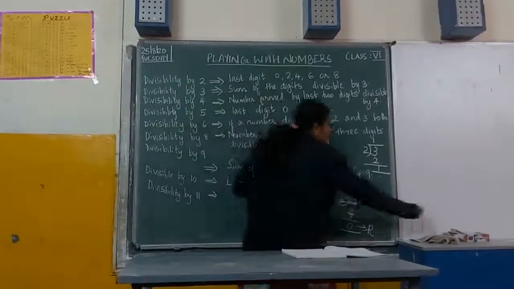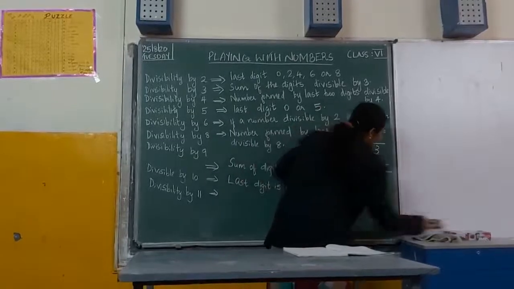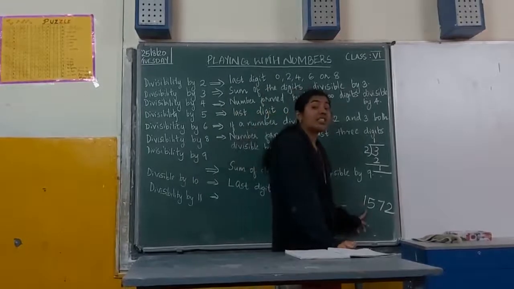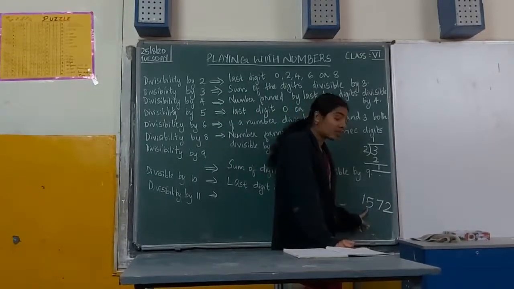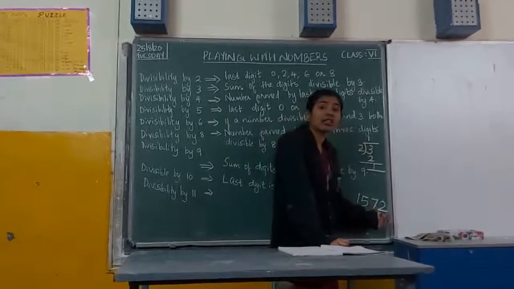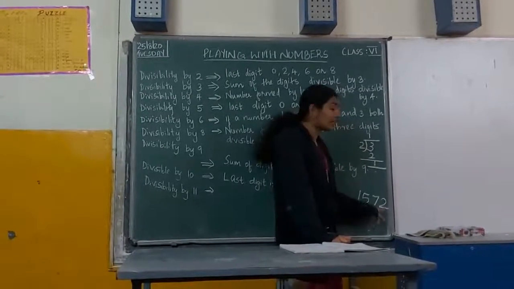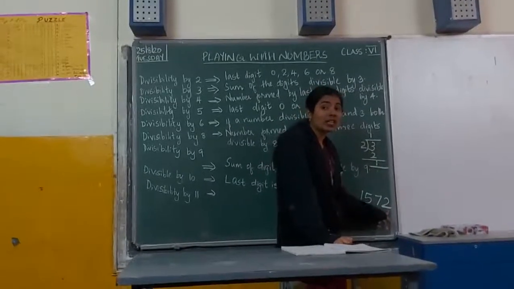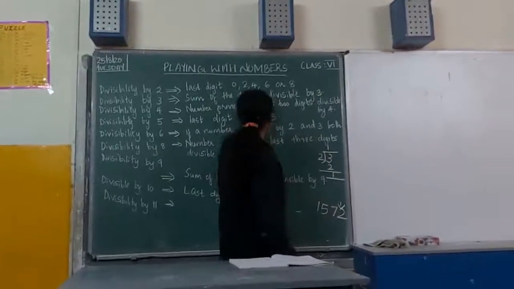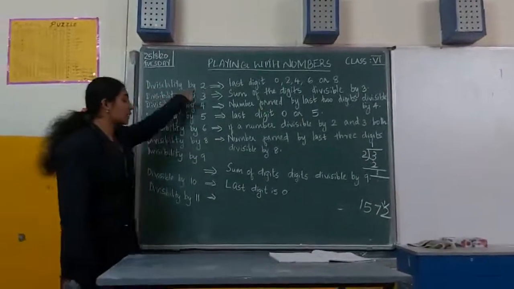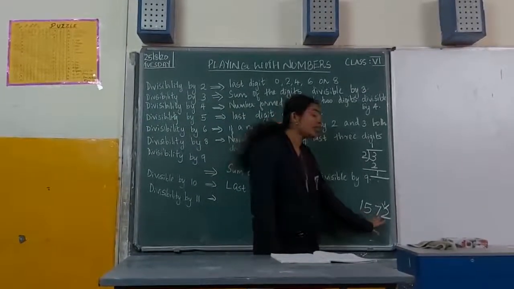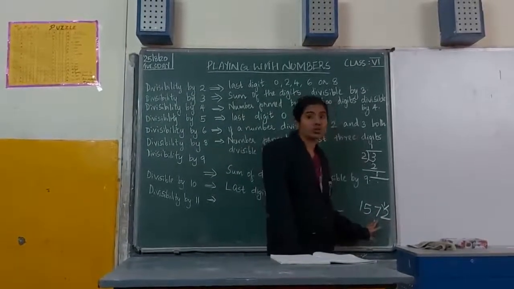For example, which is the last digit of this number? See which number they gave. 1572. Last digit means the digit in ones place. It is 2. If you are getting 2, we can say that number is divisible by 2. So 1572 is divisible by 2.